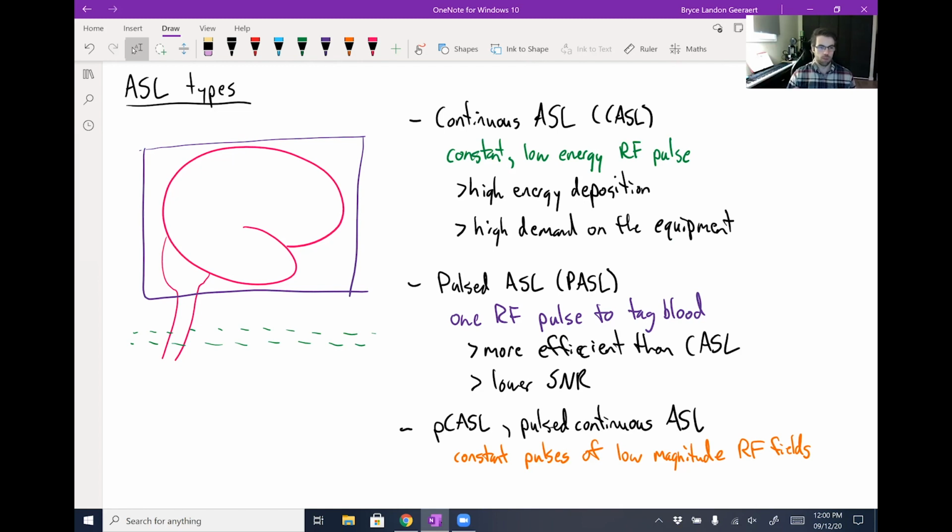There are multiple different types of ASL available, but the general concept remains that you're tagging blood and watching how signal in your brain changes to get a sense of how blood flow is increasing in that area. But actually computing the metrics of blood flow and perfusion rate is a little more complicated than I would like it to be. But that's a general intro to DTI, fMRI, and a little bit on ASL.